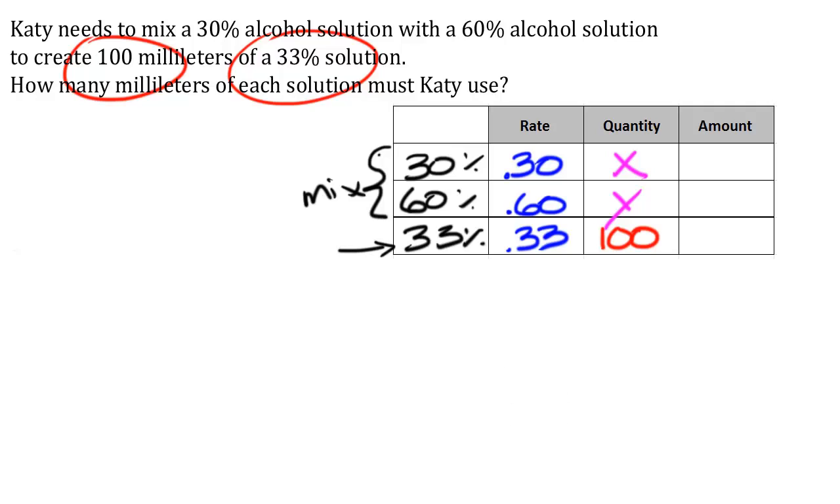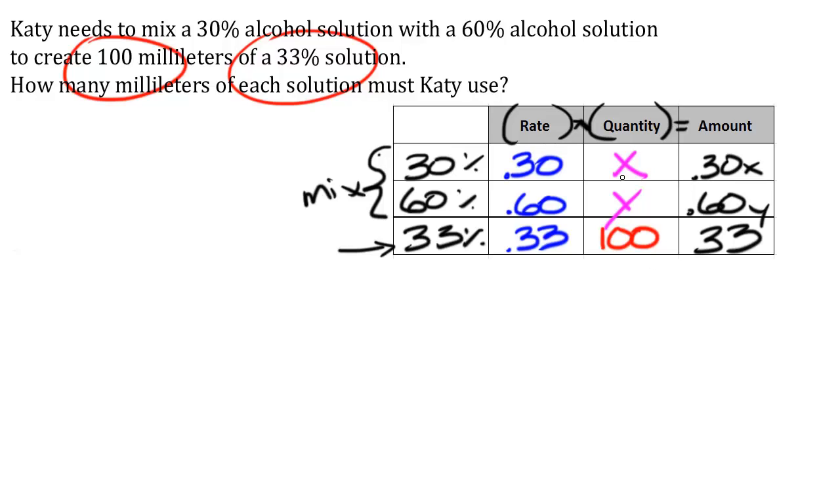I fill in the information for my rates and quantities if I'm given them, and then I always calculate my amounts by multiplying my rate times my quantity, which always equals my amount. And so I'll just multiply these rows straight across. 0.30 times x is just 0.30x. 0.60 times y is just 0.60y. And then 0.33 times 100 is 33. All right, that's how I complete the table.